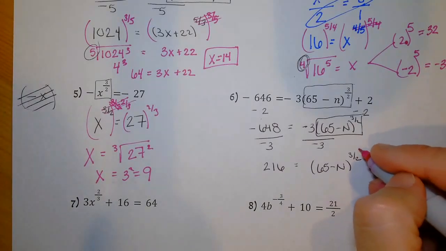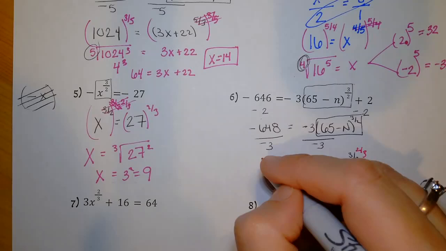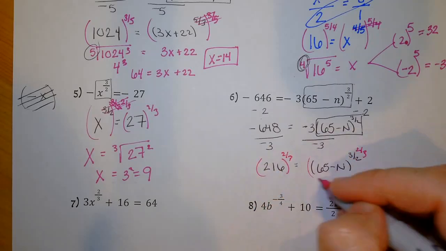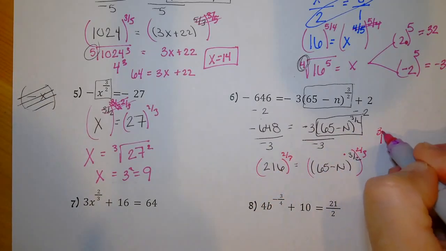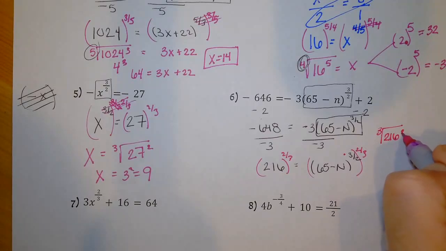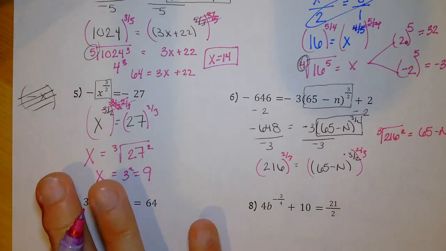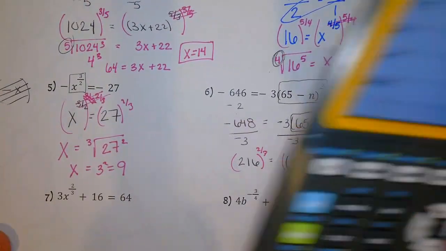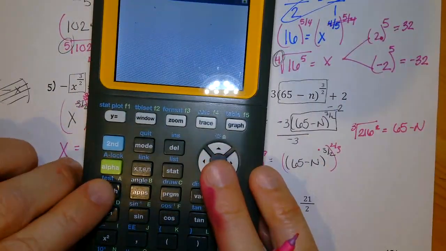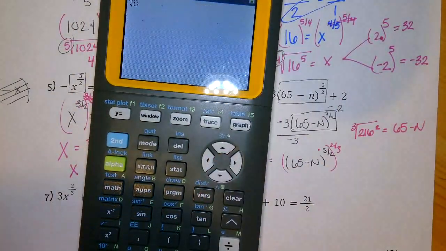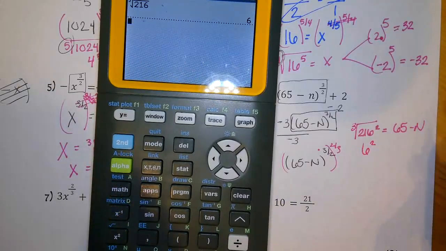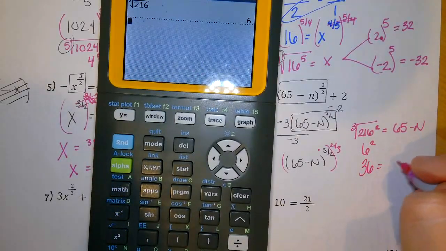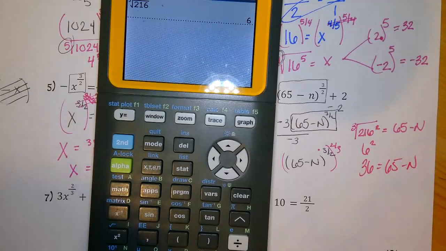All right, so I'm going to raise it to the reciprocal, 2/3. So I am taking the cubed root of 216 squared is equal to 65 minus n. Okay, the cubed root of 216 is a perfect cube. If you don't remember it, we can test it out there. The cubed root of 216 is 6. So I get 6 squared. So I've got 36 equals 65 minus n.